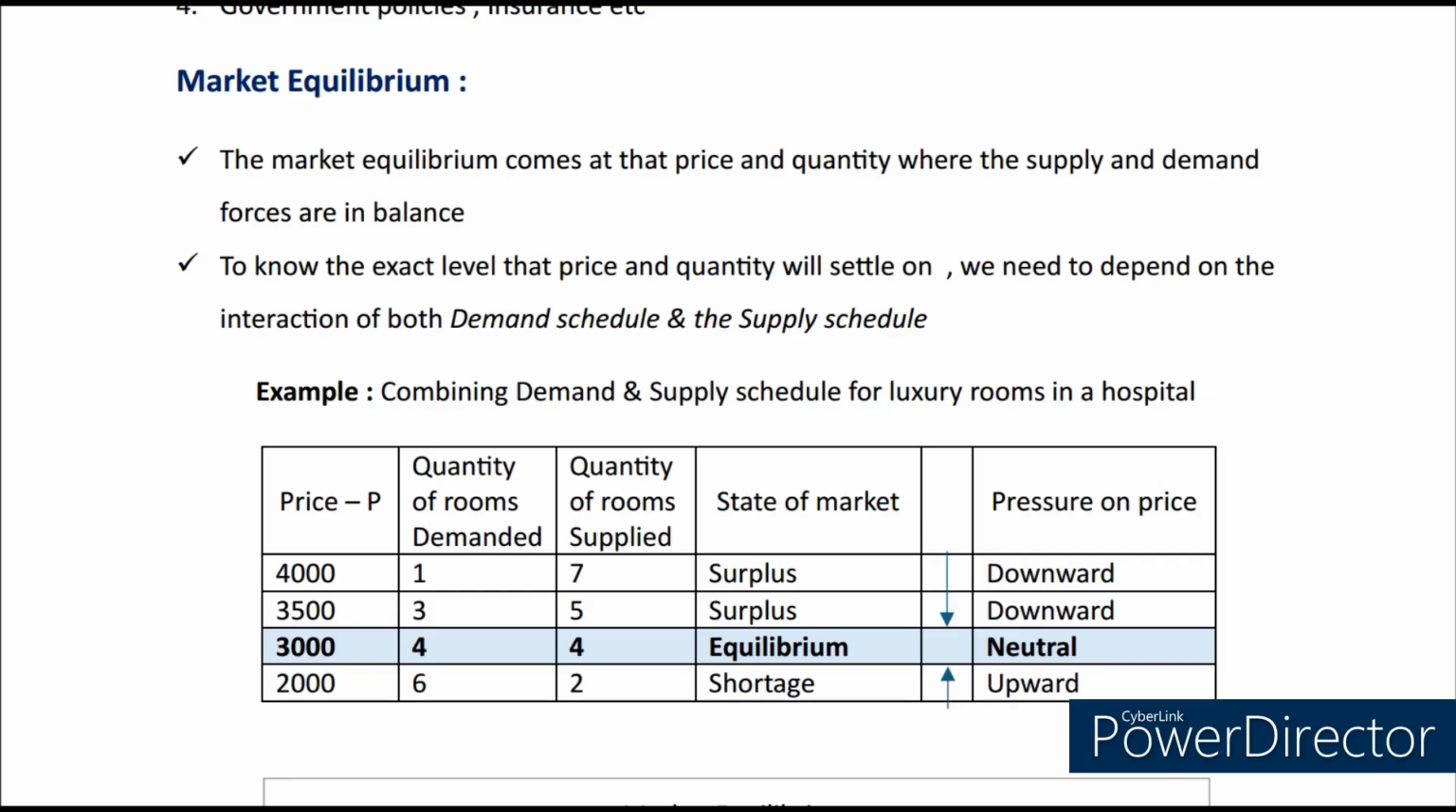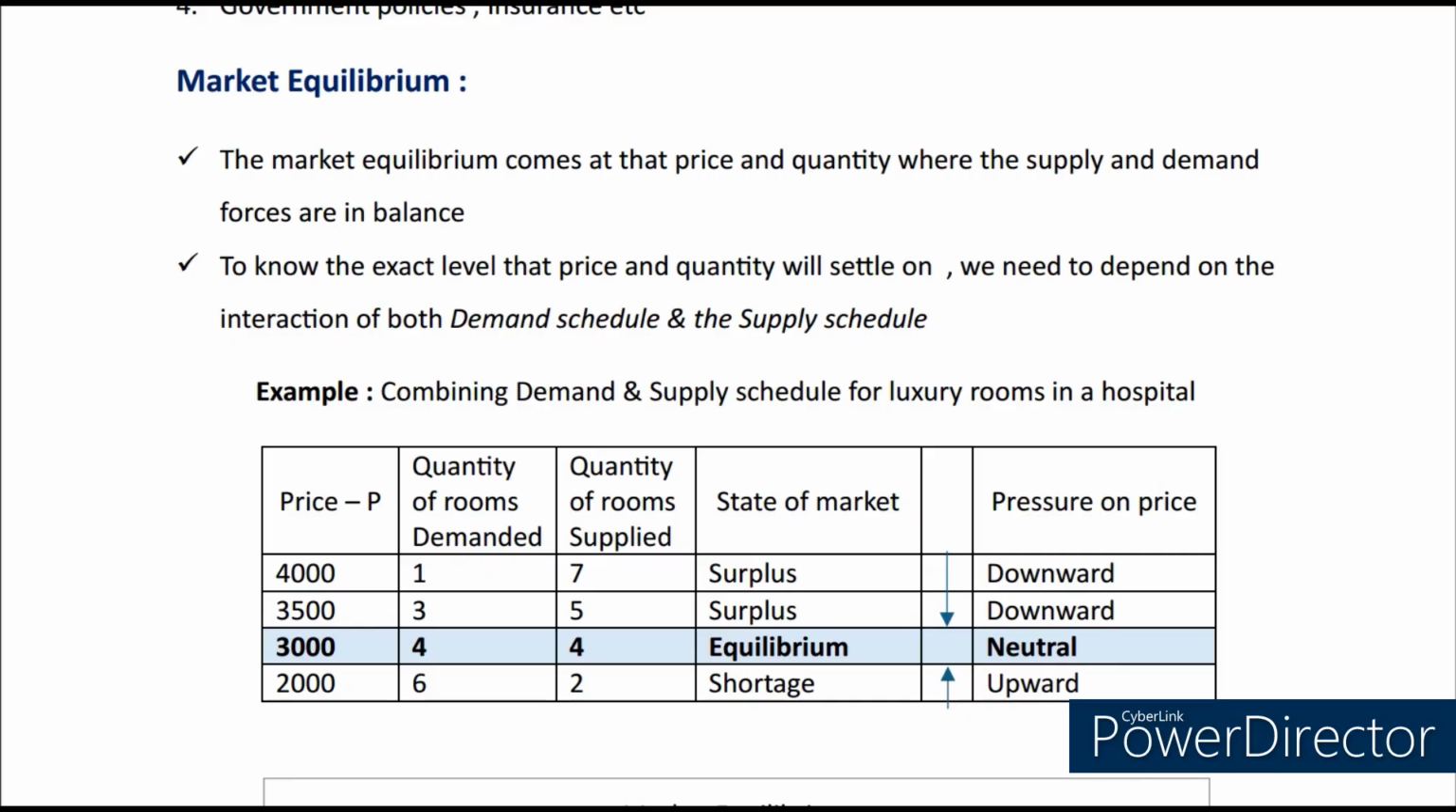So let's understand this with the same example. What we are supposed to do is combine the demand schedule and the supply schedule. The first column remains the same, that is the price. But in the next columns, we need to take two, right? One is the quantity of rooms demanded by the patients or the people, and next is the quantity of rooms that the hospital is willing to supply. The next column is the state of market, depending on the first two columns, and next is the pressure on price. I will explain it very easily.